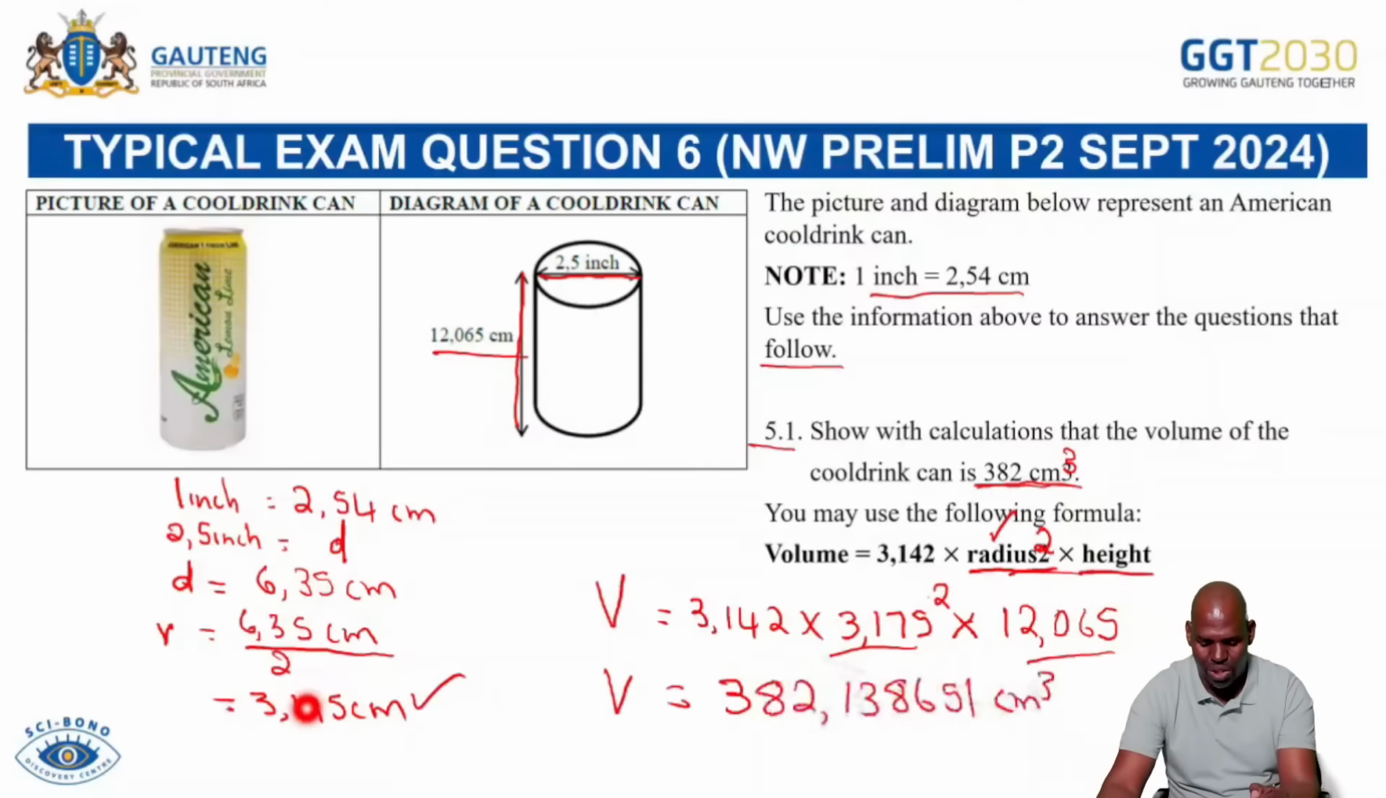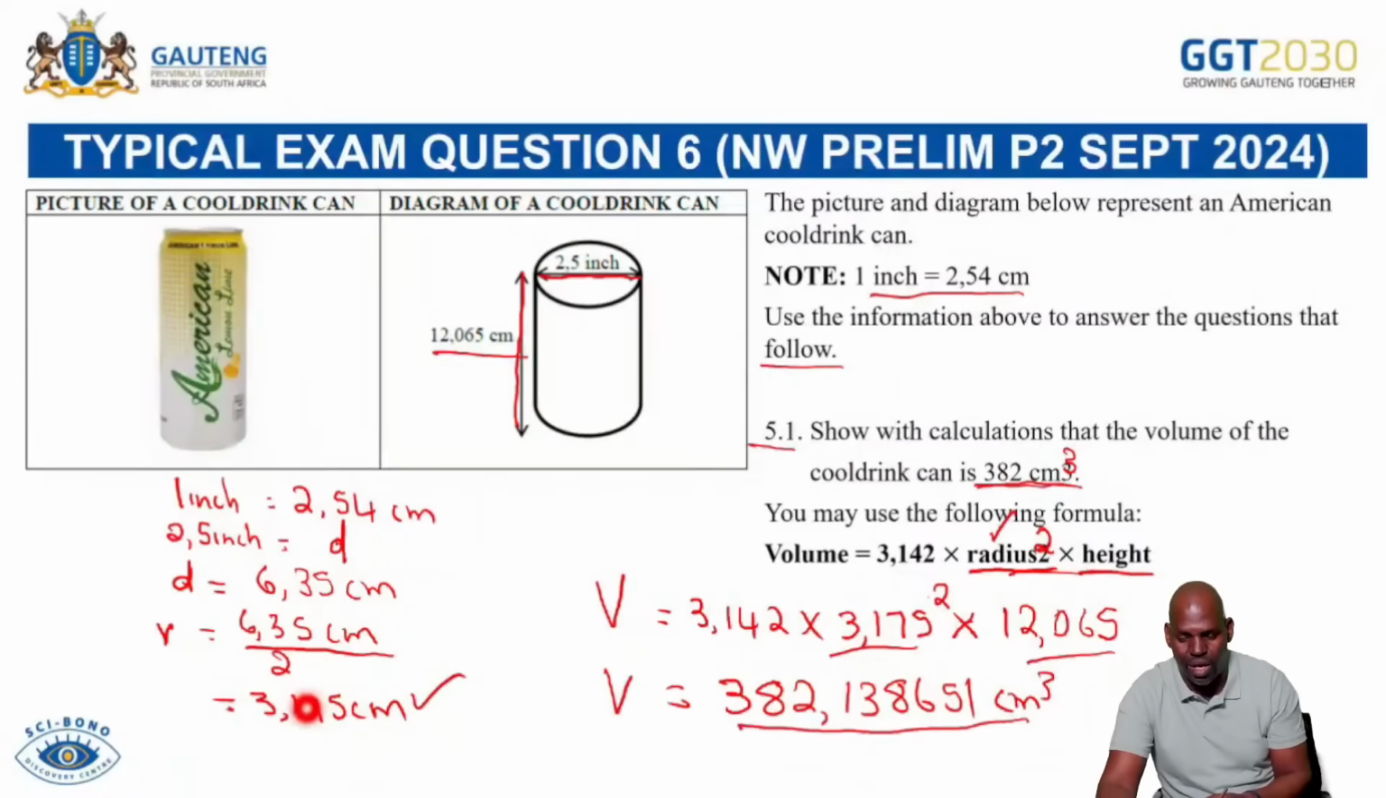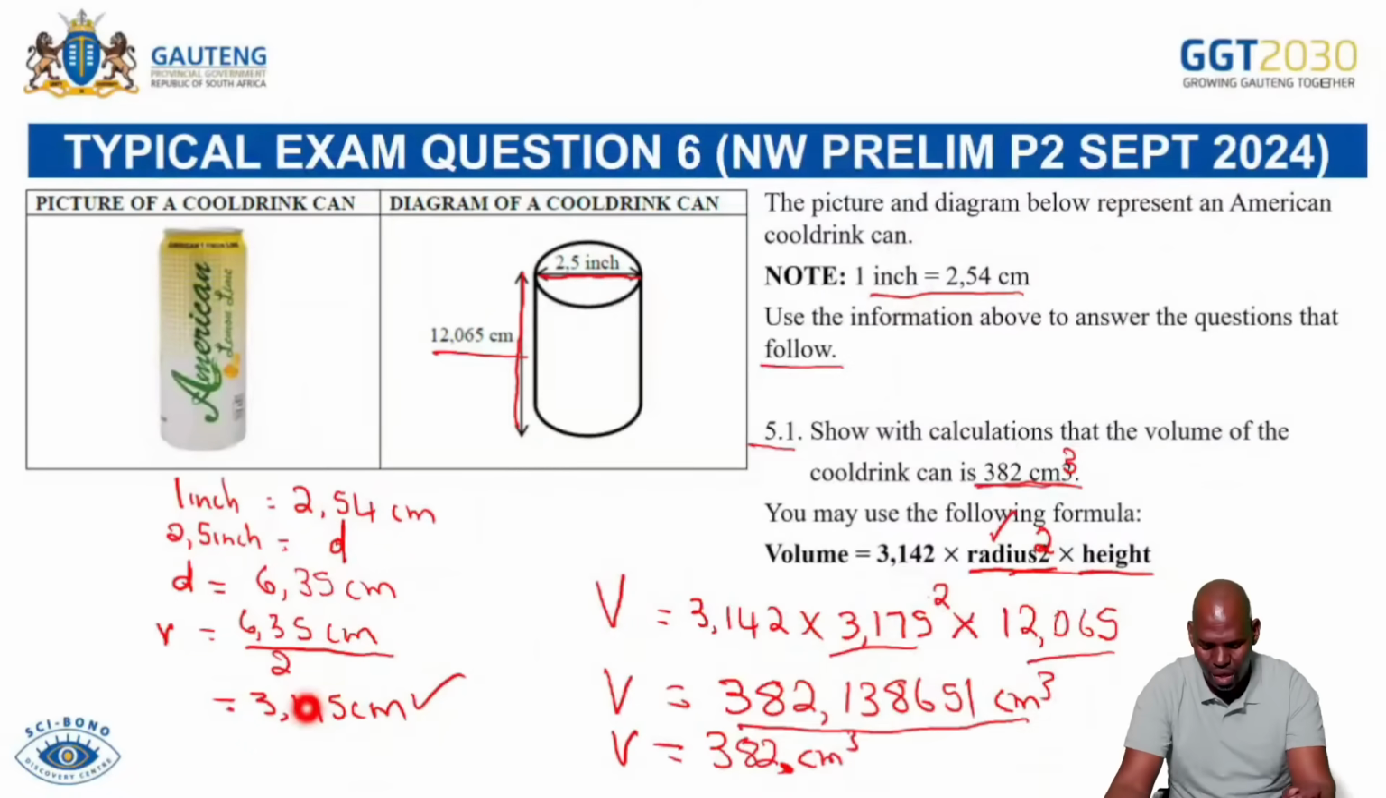What was my question? My question was, show with calculations that the volume of the cool drink is 382 cubic centimeters. You can see that from the answer, if I round it off to the nearest whole number, indeed the answer is 382 cubic centimeters. So that is how I can show it. So in this case, it means the value is actually given. You just have to show how they got that value by means of calculations. So in this case, indeed, the volume is 382 cubic centimeters.